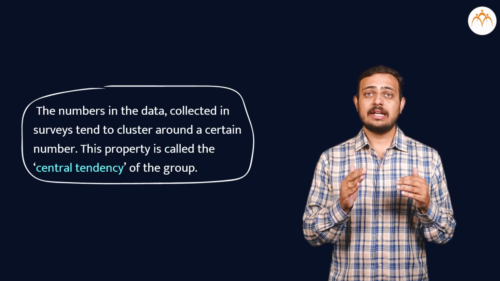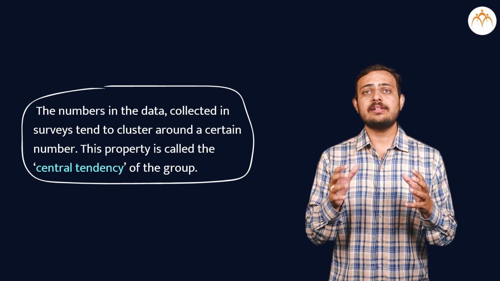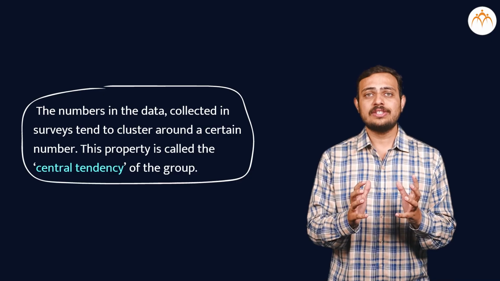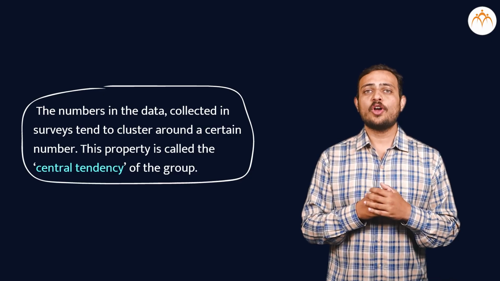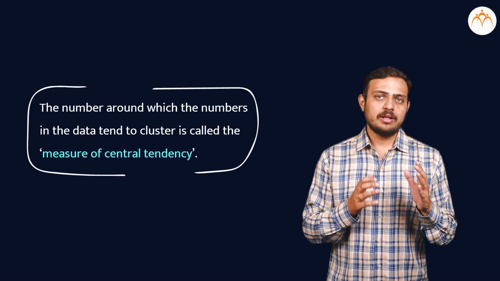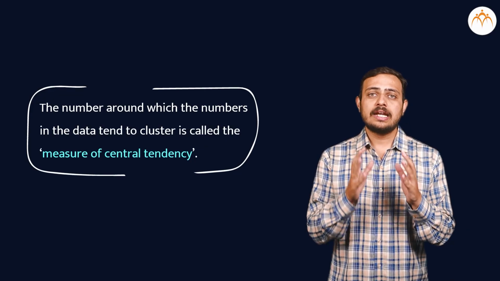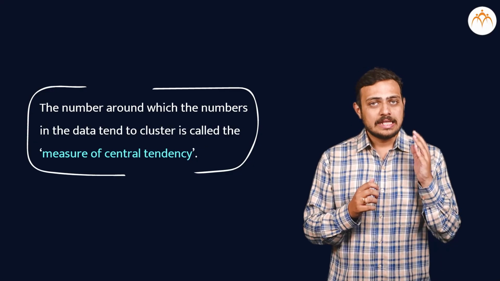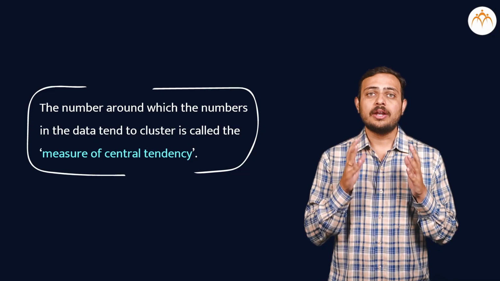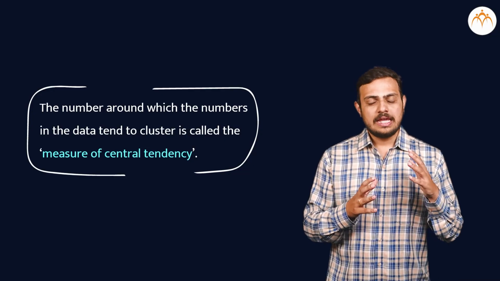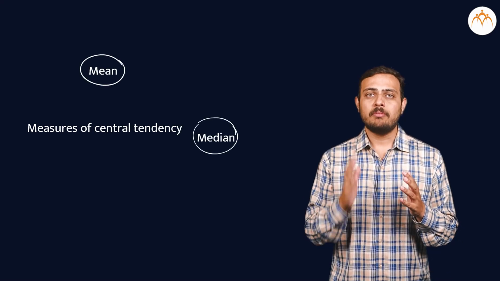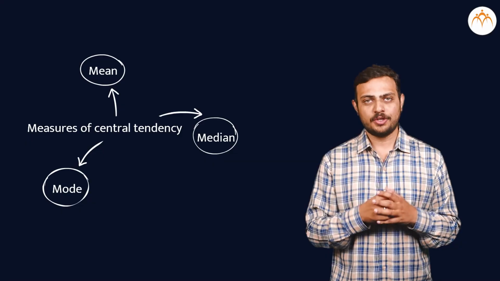Central tendency. The numbers in the data collected in surveys tend to cluster around a certain number. This property is called the central tendency of the group. Measures of central tendency. The number around which the numbers in the data tend to cluster is called the measure of central tendency. The measure is considered as a representative of the data. In statistics, the three measures of central tendency which are mainly used are mean, median, and mode.